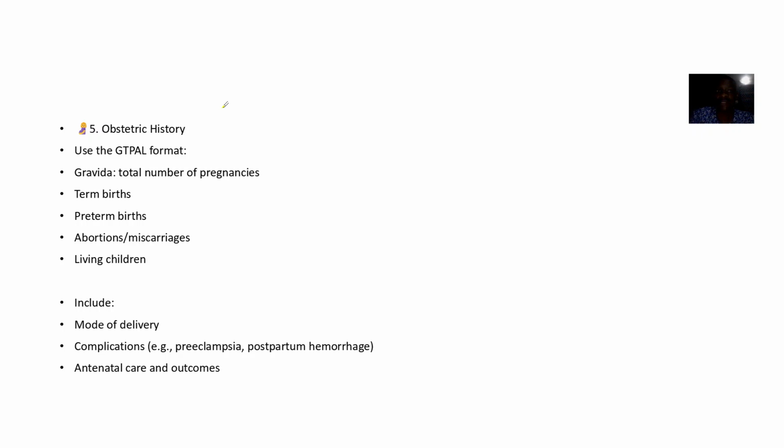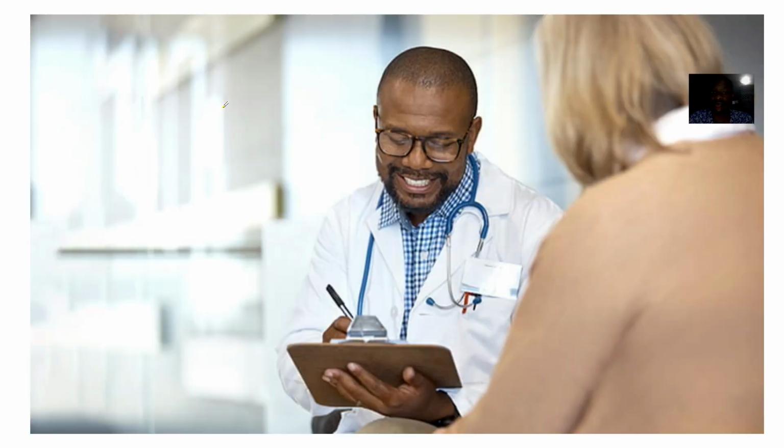Then we take obstetric history: how many times she has given birth, how many babies she has born that are still alive, how many babies she lost due to miscarriage and all of that. Then also mode of delivery, how she actually delivered, and the complications that could come up.